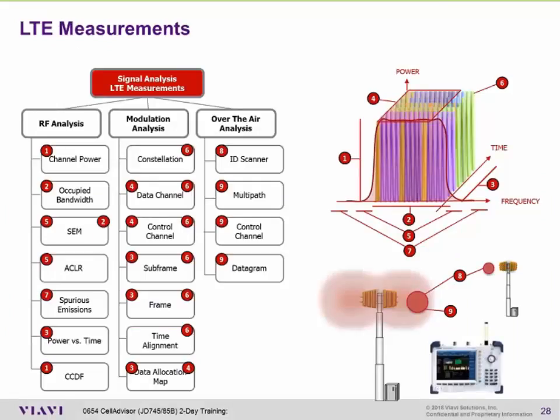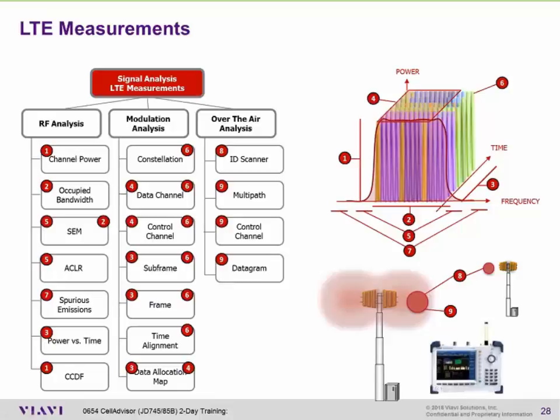How we organize LTE signal analysis measurements is into 3 main groups. RF analysis. The brunt of RF analysis are spectrum analyzer type displays, where you can get channel power, occupied bandwidth, spectrum emission mask, adjacent channel leakage power ratio, spurious emissions. Many and most of these are spectrum analyzer type measurements. These are generally for qualifying a transmitter as to whether or not it meets industry standards.